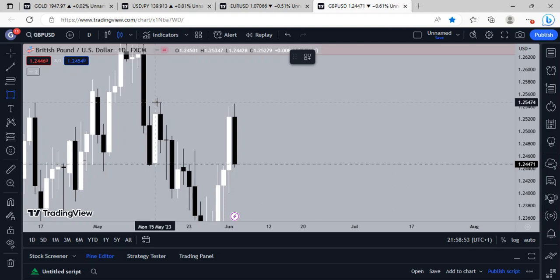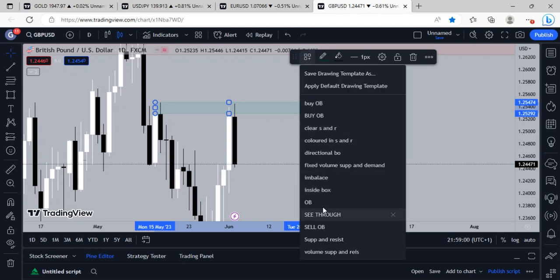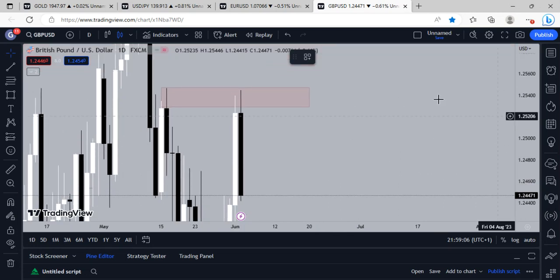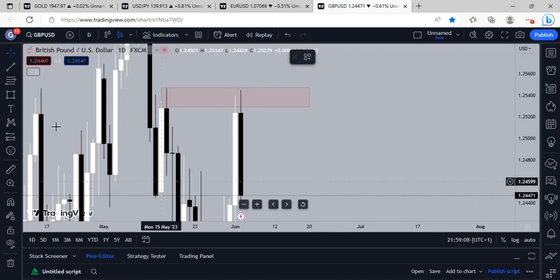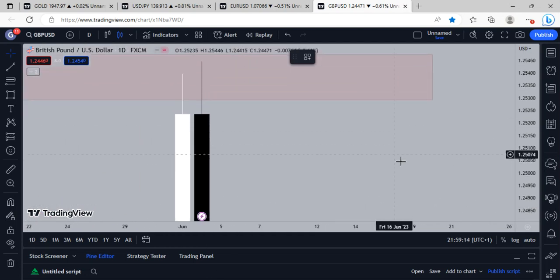As you can see here, we had a pullback over there. And in this pullback, we have a sweep.